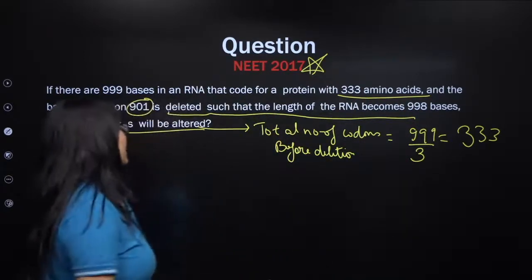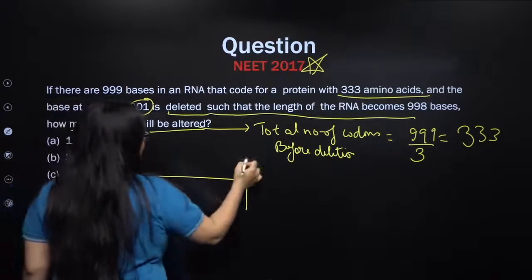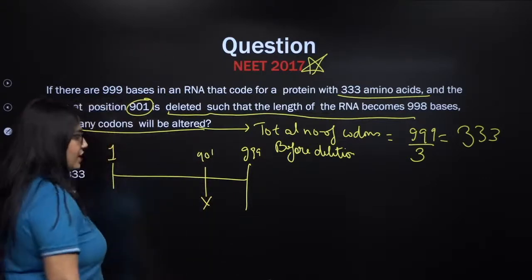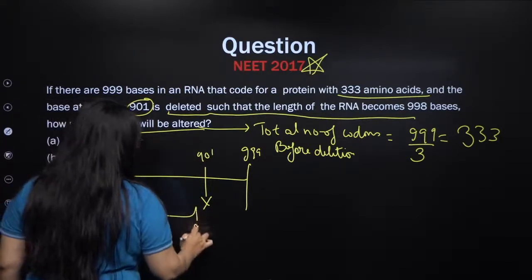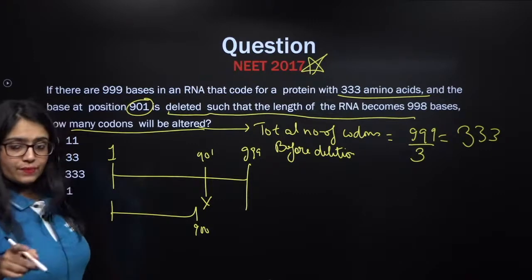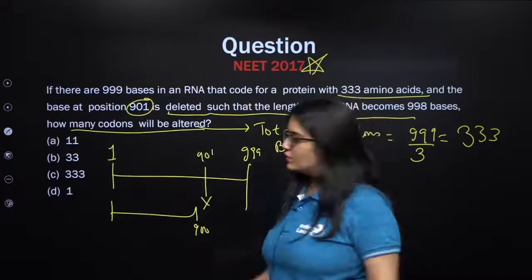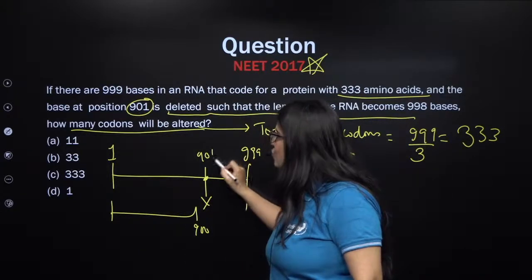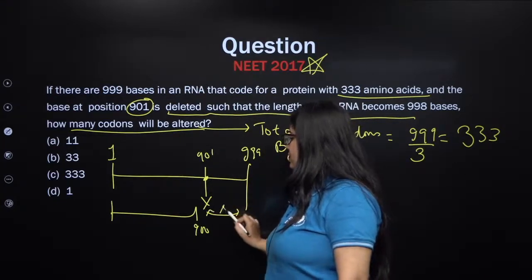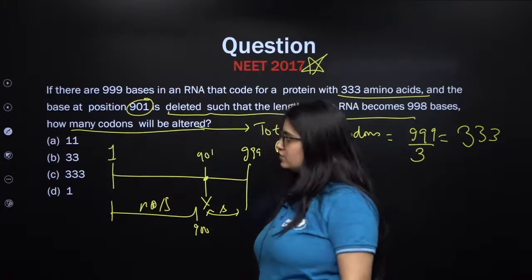Now where is the deletion done? At 901 position. So let's say this is the first nitrogen base and this is the 999th nitrogen base, and somewhere over here 901 was deleted, right? So from 1 to 900 there is no change. Remember, the point where the insertion or deletion is done, after that point the alteration will be seen. So the codons after 901 will show alteration, and before it there will be no alteration, no change.